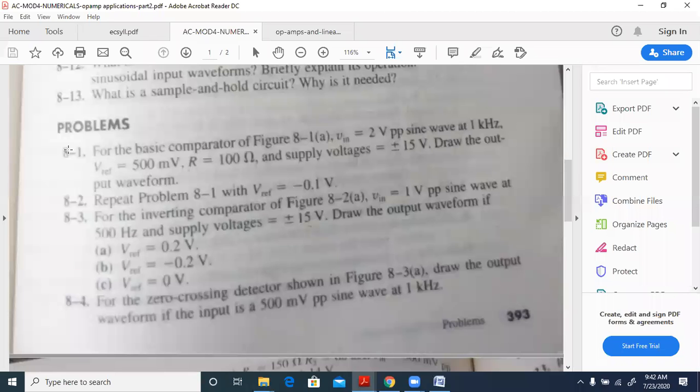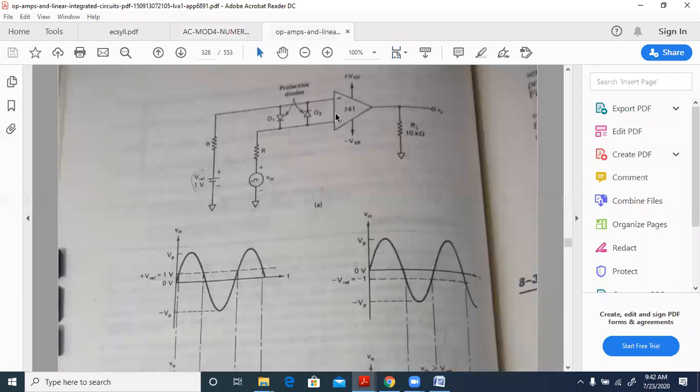So fine. First, we will try to do the 8.1 for the basic comparator of figure 8.1a. Vin is equal to 2 volts peak-to-peak sine wave at 1 kilohertz. V reference is 500 millivolts, R equal to 100 ohms. Supply voltage plus or minus 15 volts. Draw the output waveform. So this is the comparator he's talking about.